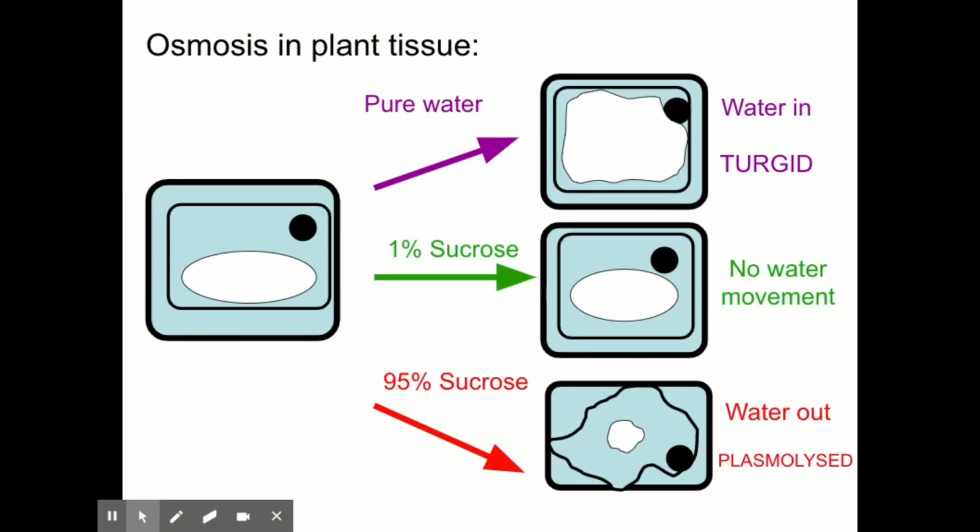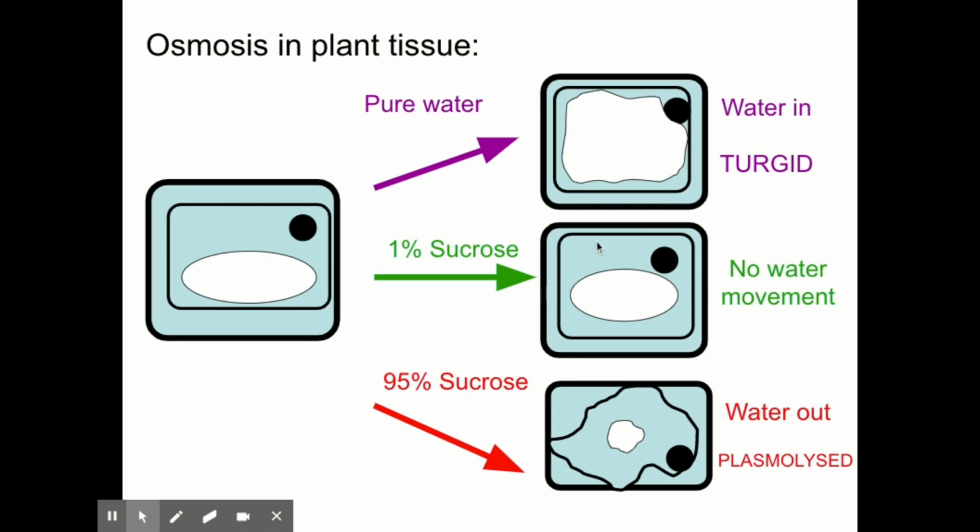So for plant cells, if a plant cell is placed in pure water, so 100% water, water will move from a high concentration outside the cell to a low concentration inside the cell, but because the plant cell has a cell wall, it will not burst like an animal cell. Instead, the cell membrane pushes up against the cell wall and the vacuole becomes bigger, and this state is called turgid. So if you get asked the effect of osmosis in plant cells, tissues, of putting it in pure water, the cell would become turgid.